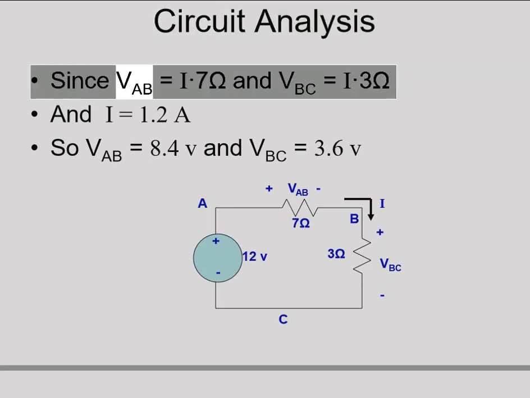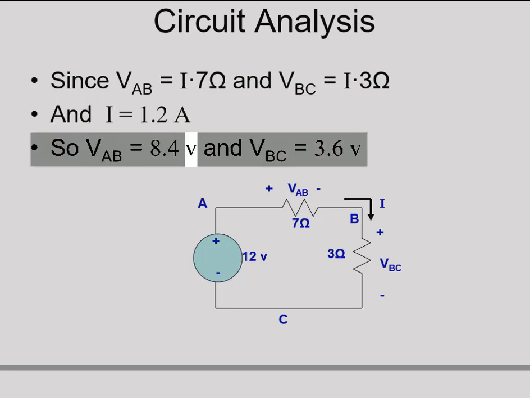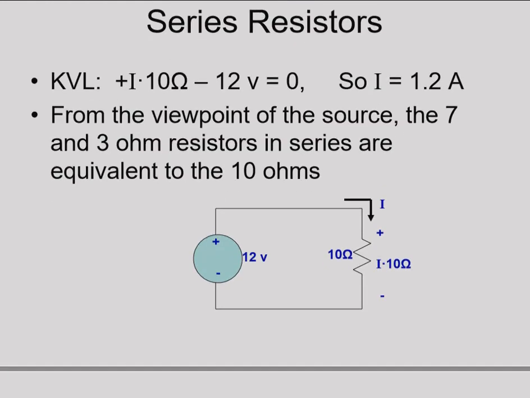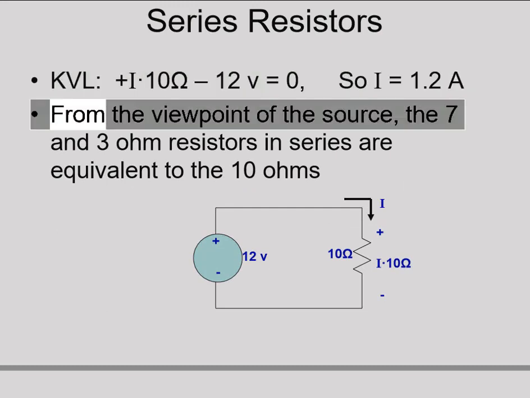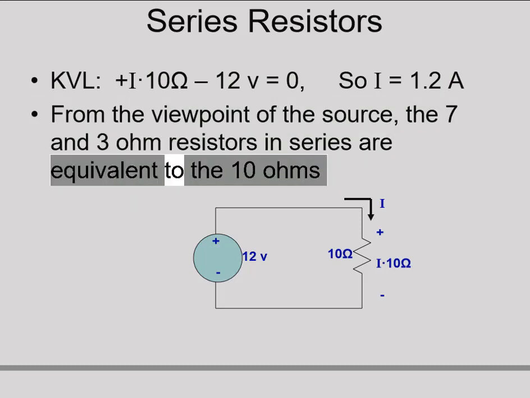Since VAB equals I times 7 ohm and VBC equals I times 3 ohm, and I equals 1.2A, VAB equals 8.4V and VBC equals 3.6V. Series resistors: KVL gives I times 10 ohm minus 12V equals 0, so I equals 1.2A. From the viewpoint of the source, the 7 and 3 ohm resistors in series are equivalent to 10 ohms.